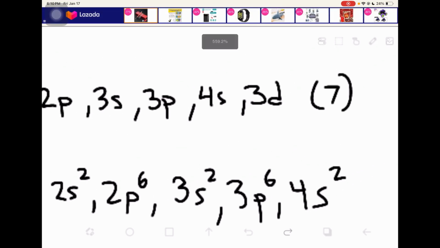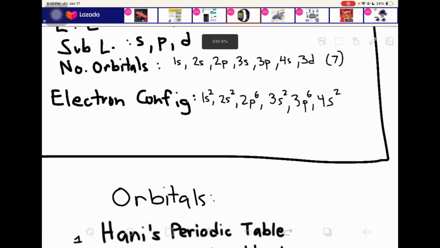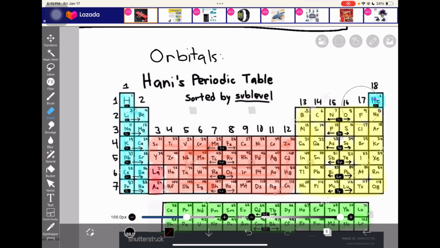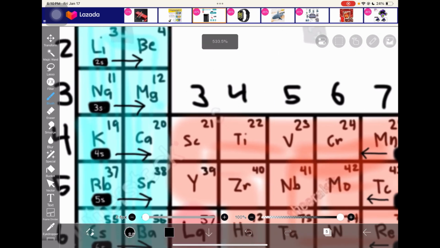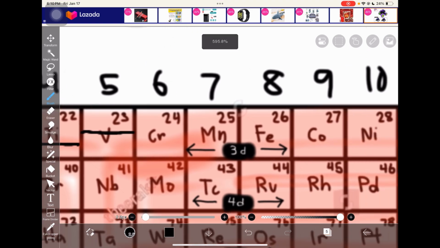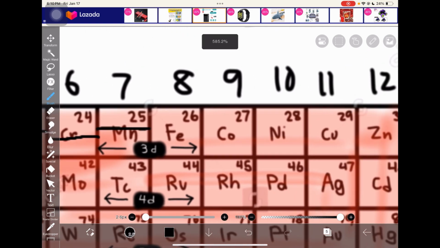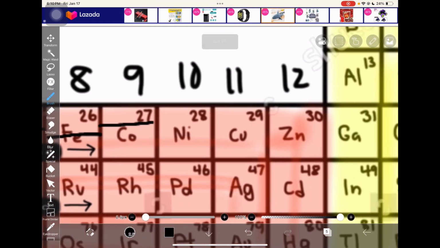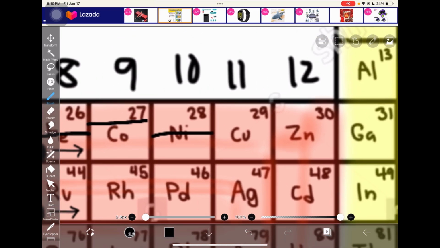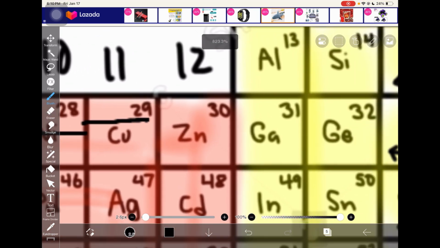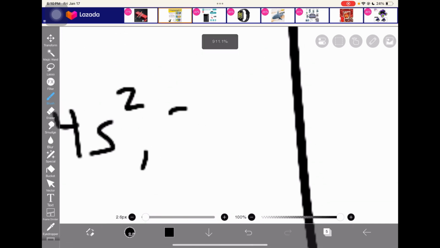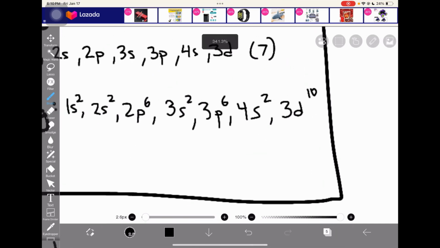Then we locate 3d on our periodic table. We start from scandium for 1, titanium for 2, vanadium for 3, chromium for 4, manganese for 5, iron for 6, sorry, this is cobalt. Cobalt for 7, nickel for 8, copper for 9, and zinc. We finally arrive at zinc after passing by 3d, and that's 10 elements in total.